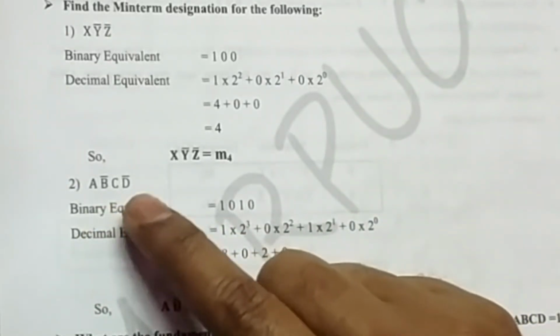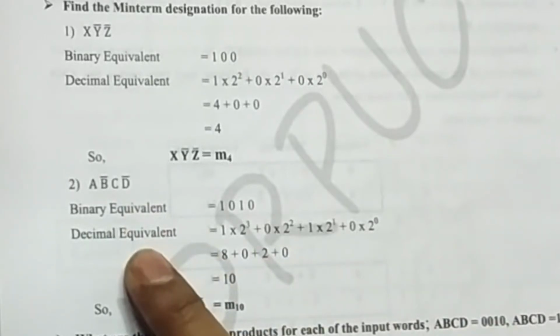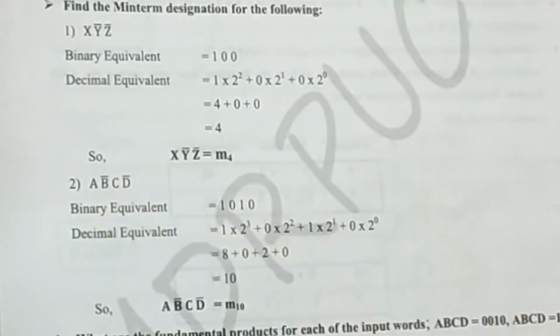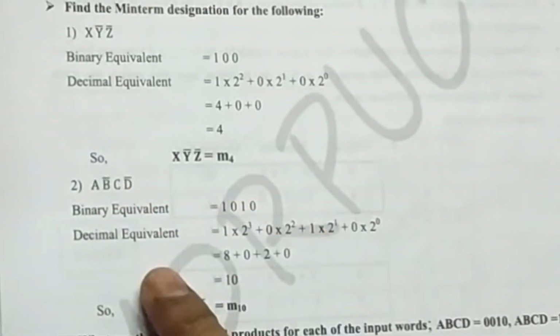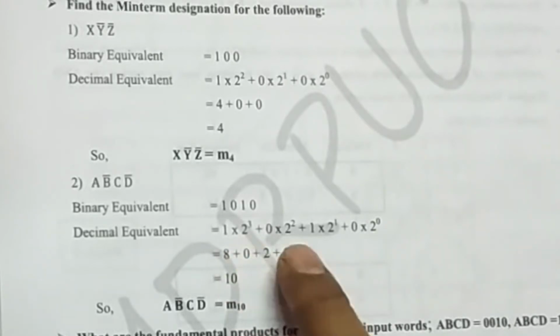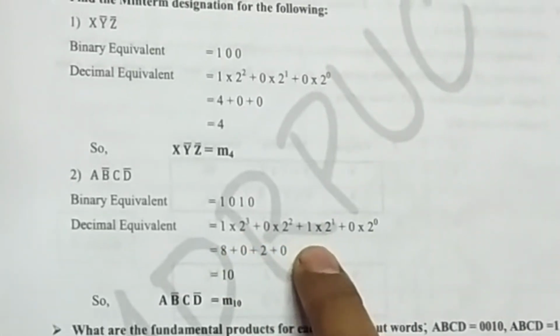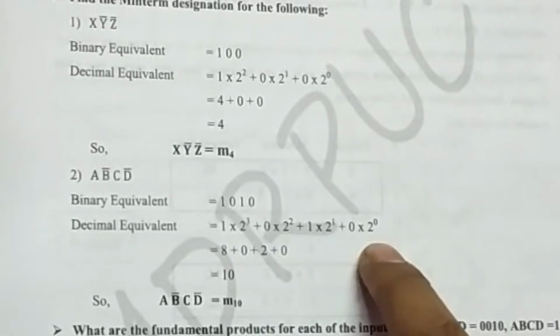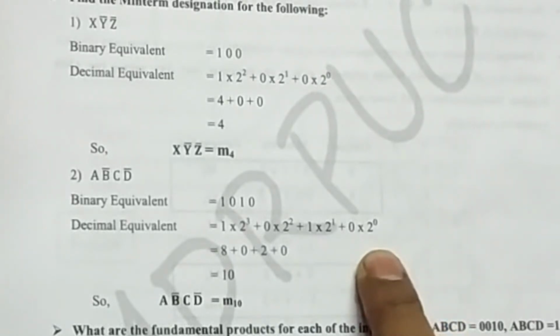We can see one more example. A, B bar, C, D bar. The binary equivalent is: A is 1, C is 1 and the two complemented terms are 0, 0. That is 1, 0, 1, 0. The decimal equivalent of 1, 0, 1, 0 is 1 into 2 raised to 3 plus 0 into 2 raised to 2 plus 1 into 2 raised to 1 plus 0 into 2 raised to 0. That is nothing but the 8, 4, 2, 1 method.